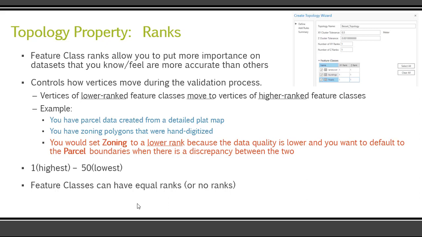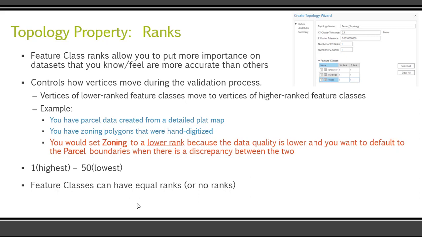More often than not, all of the ranks for every data set that you put into a topology are all left to be 1, an equal ranking. Every data set you think maybe comes from the same source, it's your same organization, and all of the data should have an equal rank. An example of a situation where you might want to have different ranks would be if you had parcel data that was created from a very detailed plat map. The auditor's office had spent a lot of time making sure that that data was as accurate as possible.